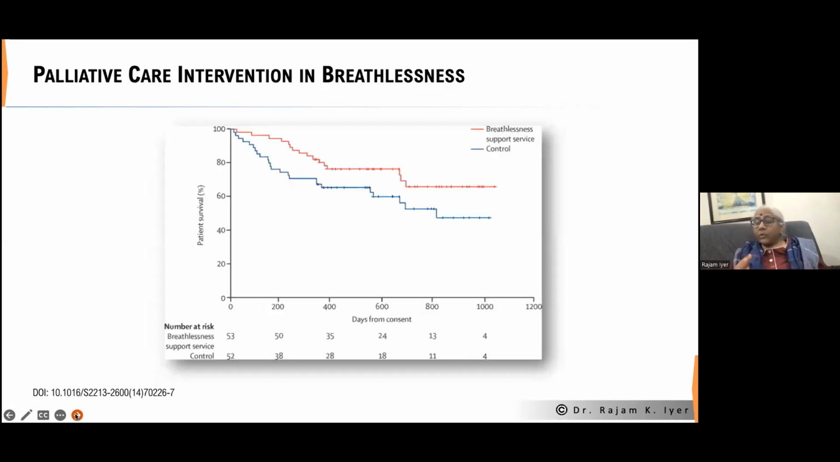And this is just to show you an intervention done by palliative care people for patients with breathlessness, called the breathlessness support service. If you see the graph, the red is patients who had the breathlessness support service, and the blue is without. So patients not only lived longer, but they also lived better with palliative care. So it's very important that a person is more relieved.